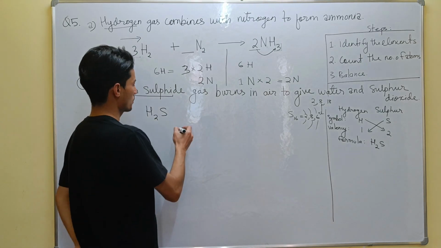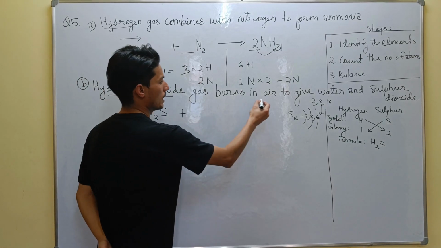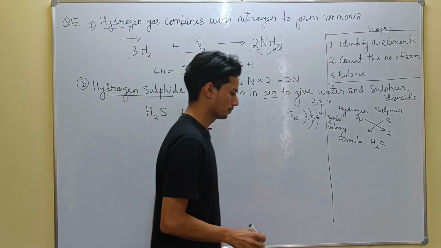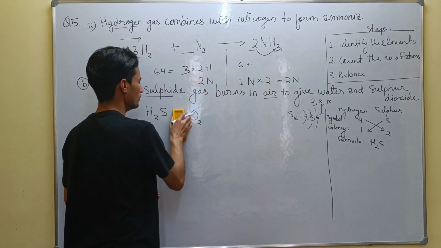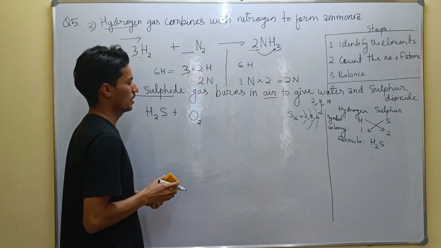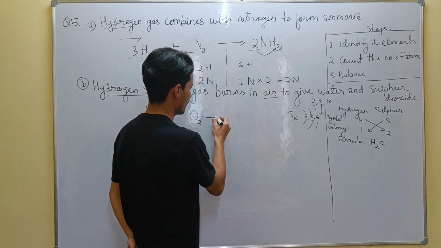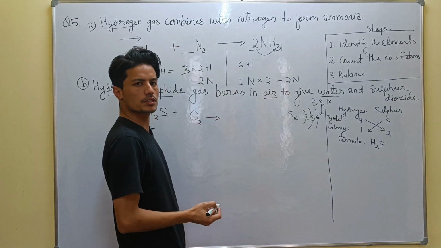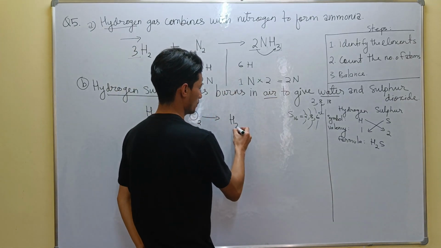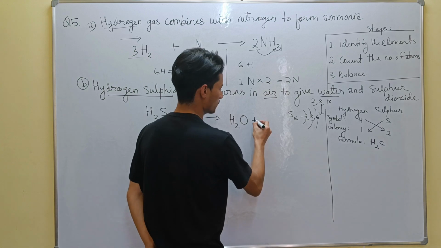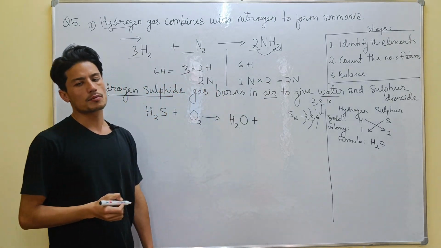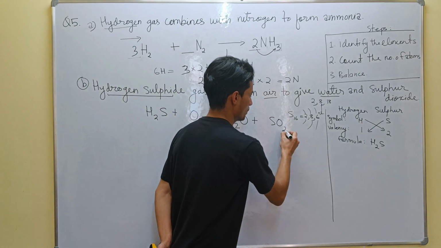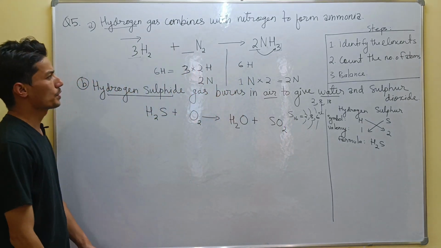Gas burns in air. Burns in air means plus air. Air means oxygen, class. So oxygen, O2. Let's keep some space here. Then to give, so arrow, to give water. We all know the formula of water. What is the formula of water? H2O, isn't it? So H2O, and plus sulfur dioxide. Carbon dioxide formula is CO2, sulfur dioxide formula is SO2. So SO2. Now we have to balance it.